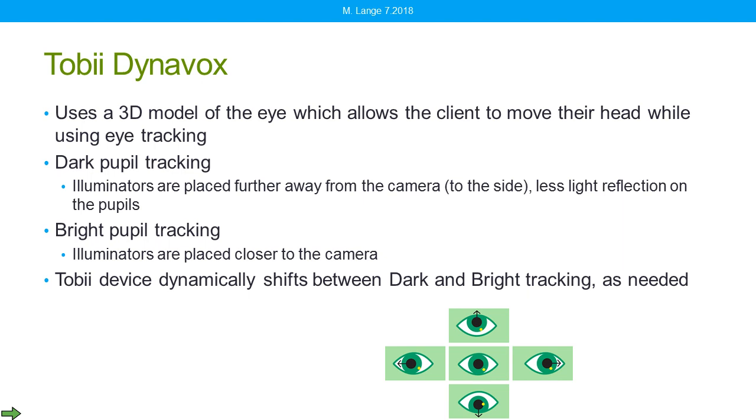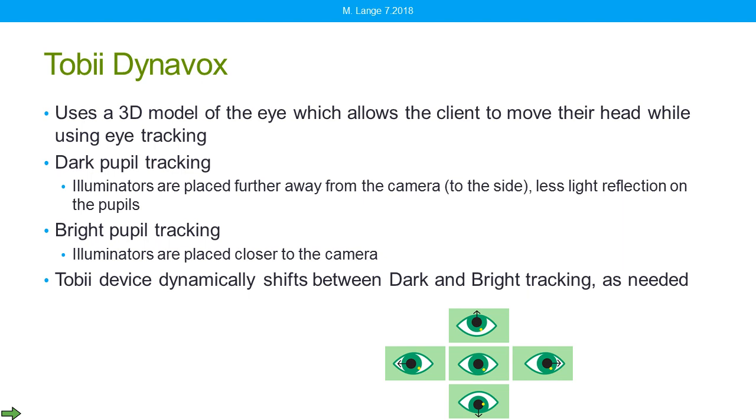So Tobii Dynavox uses a 3D model of the eye, and it allows the client to move their head while using eye tracking. Again, this is really, really critical. It used to be that in the past, the client had to keep their head perfectly still for this technology to work. So much so that part of my job for positioning was to recommend a head support that could lock the client into position, at least during the time they were communicating. So this has changed quite a bit.